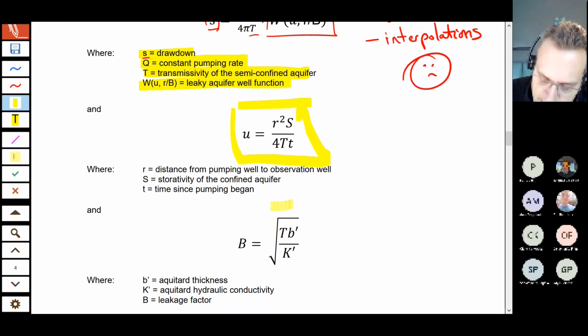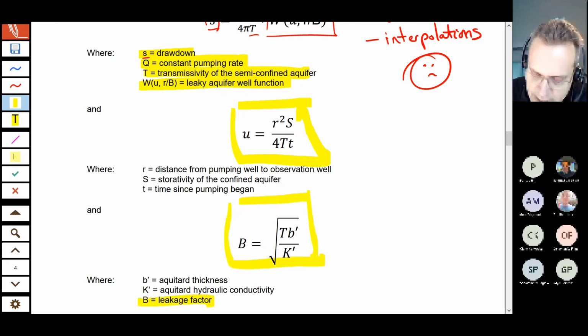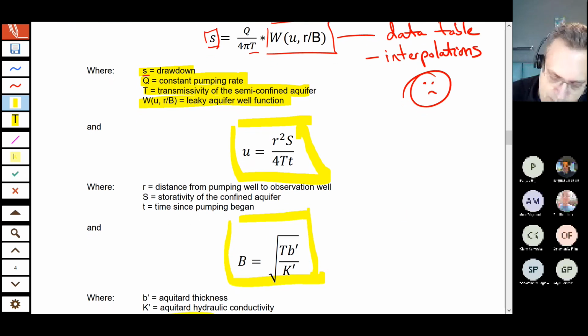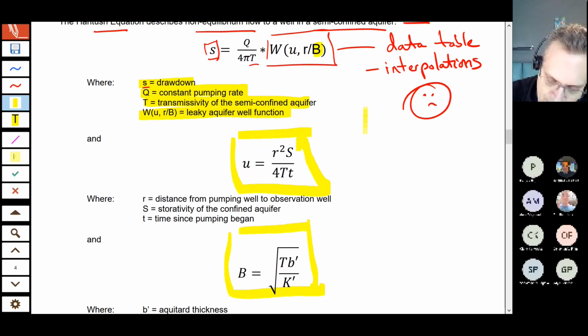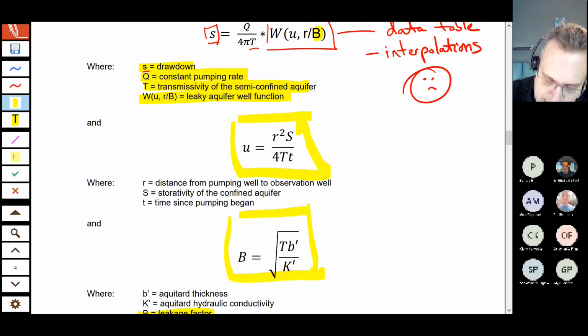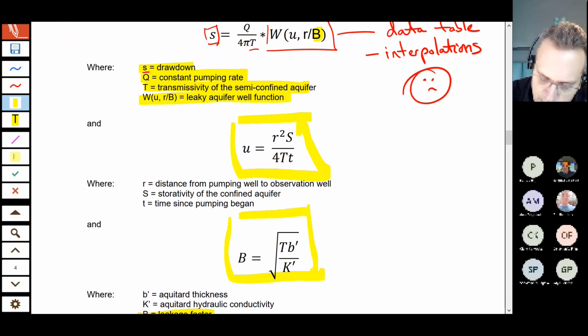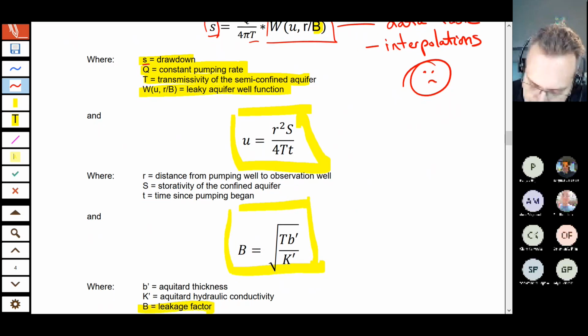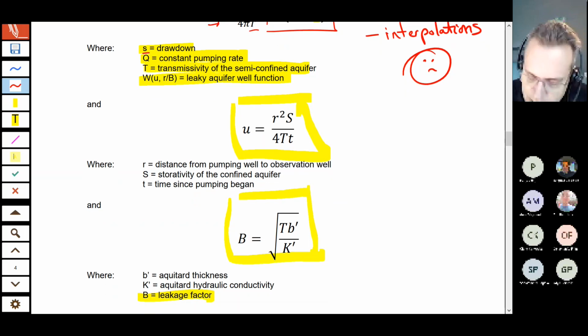We have another calculation for a variable called B, our leakage factor. If we go way back to the aquifer leaking function, we have this B that we haven't seen before. We've seen the lower-case b before, but we haven't seen the capital B, so this is something new. It's going to be the square root of transmissivity T multiplied by the aquitard thickness, divided by the hydraulic conductivity of the aquifer thickness.